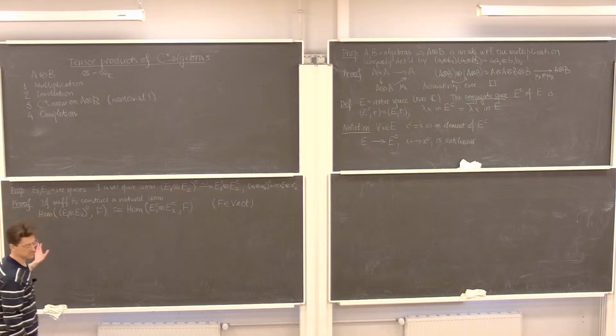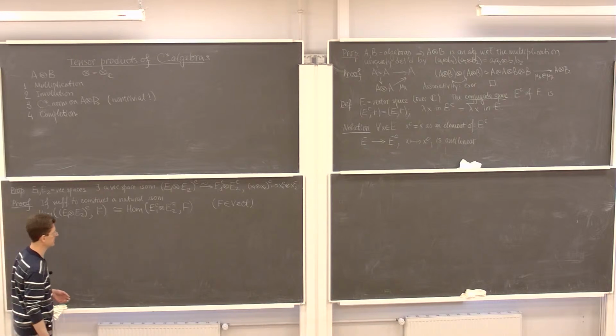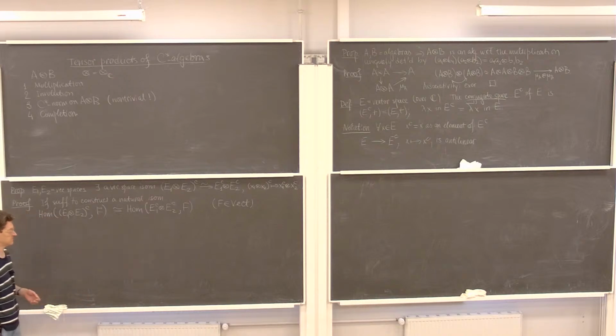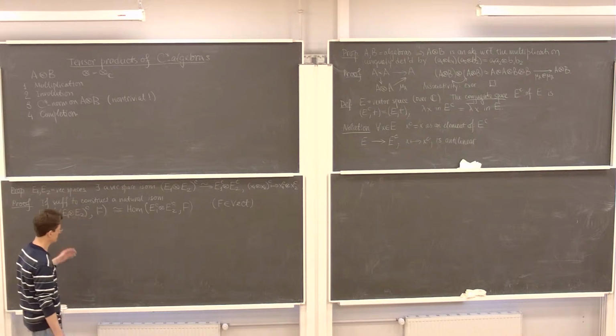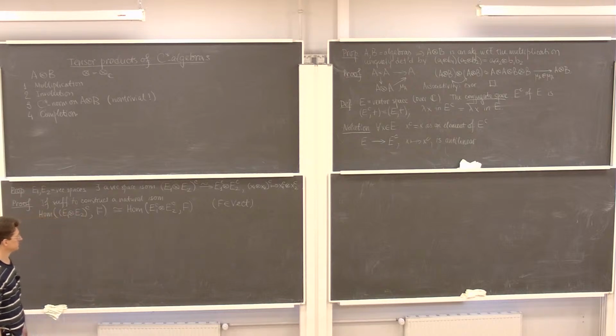In fact, here I'm using a very special case of the Yoneda lemma, which states that two objects of an arbitrary category are isomorphic if and only if the respective hom functors are naturally isomorphic. So in more classical terms, this means that the tensor product is uniquely characterized by its universal property.